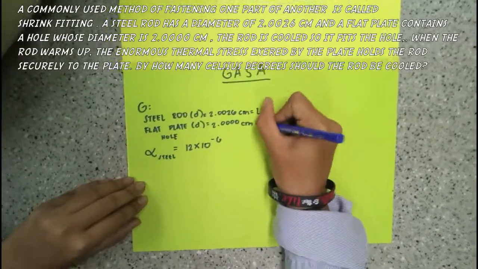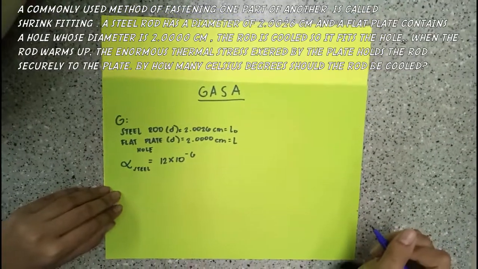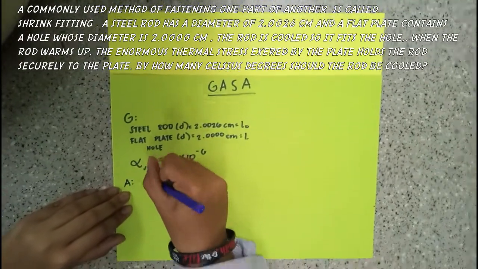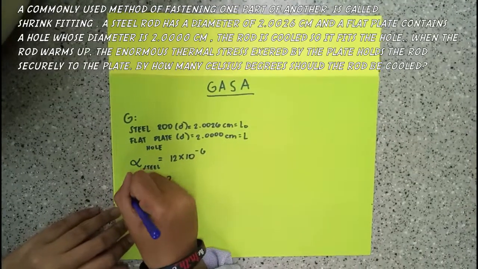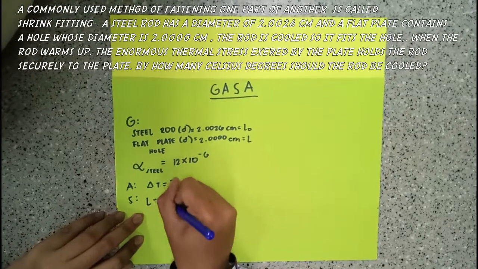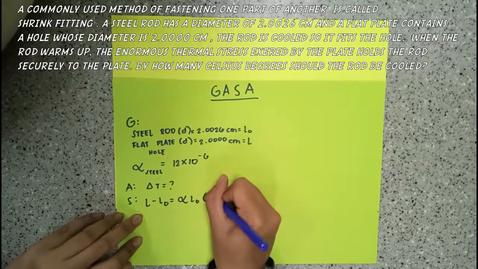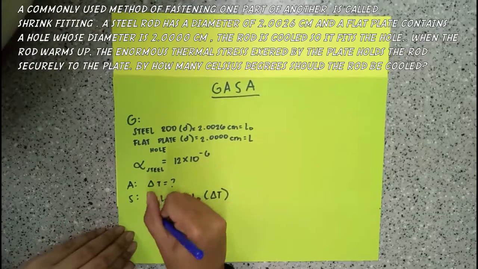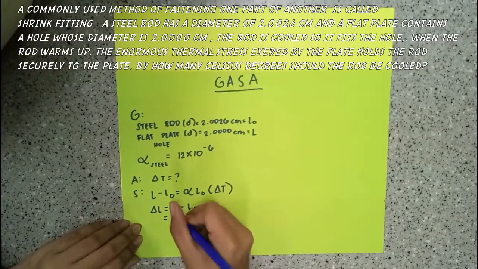Let's just give our numbers some units as to what they correspond to for our solution. As you can see, the steel rod is LO and the flat plate is L. Alpha is 12 times 10 to the power of negative 6. And what we're asked for is the change in temperature. The type of solution we're using is the linear equation, which is L minus LO equals alpha LO times the change in temperature. Now, we are looking for the change in temperature, so we're going to try and manipulate the formula. We know that delta L equals L minus LO.